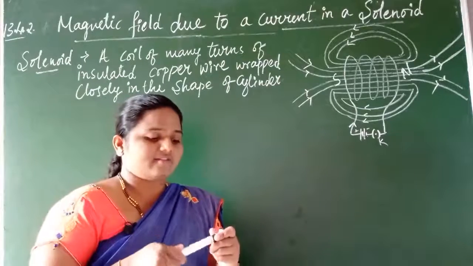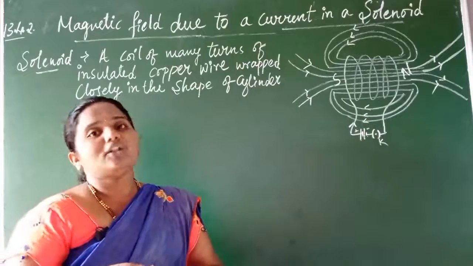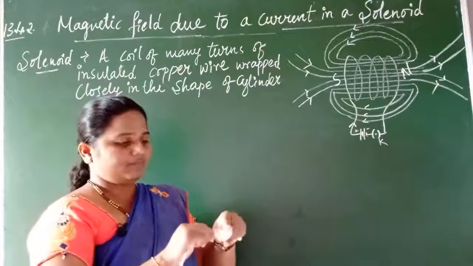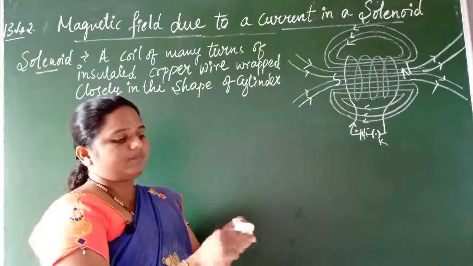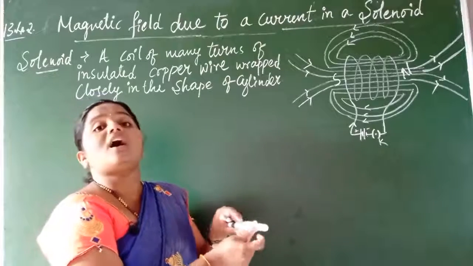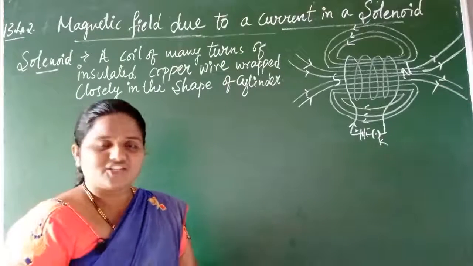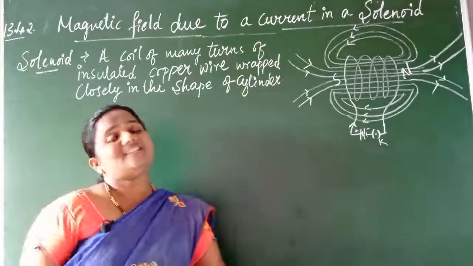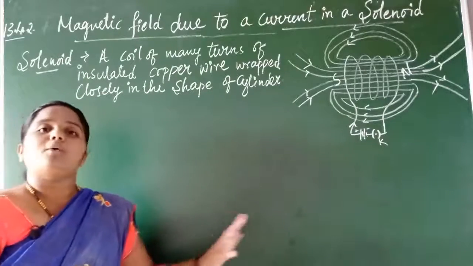Imagine that, children, I have taken one marker here, isn't it? Imagine that this is an insulator. Upon that, if we wrap this charger cable very closely, children, in the form of a circular pattern, then this is called what here? Coil. This shape is called what, children? Solenoid. Understanding, children? A solenoid is nothing but a coil. It's a long coil consisting of many closely wound turns of insulated copper wire.